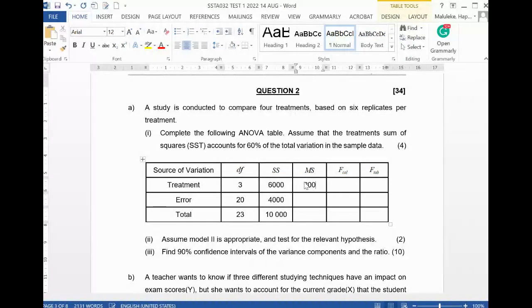What will be our thing there? It will be 2,000, right? And this one, it will be what, guys? Is it 200? What is 4,000 divided by 20? Help me, guys. We are left with only 9 minutes. It's 200. Then 2,000 divided by 200 gives your F, 10. And this one, if I recall very well, it was 3.10.